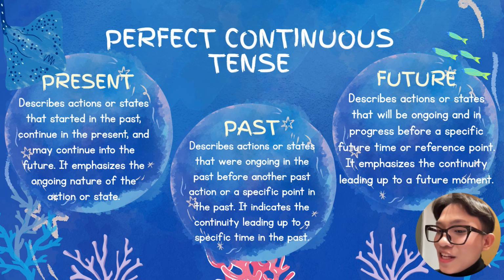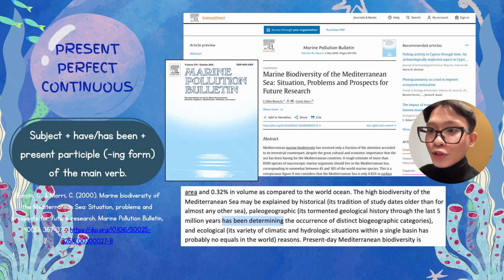And lastly, the future perfect continuous tense is used to describe actions or states that will be ongoing before a specific future time or reference point. It emphasizes the continuity leading up to a moment in the future. Now, I would like to present an example of the present perfect continuous tense. The structure of this tense is subject plus have or has been plus present participle, the ing form of the main verb.